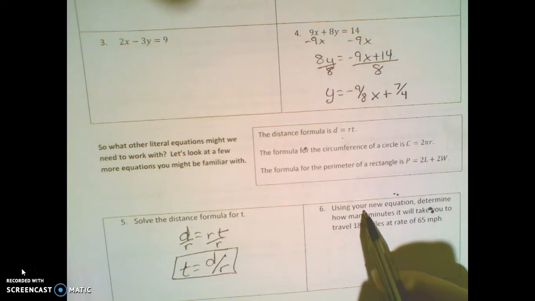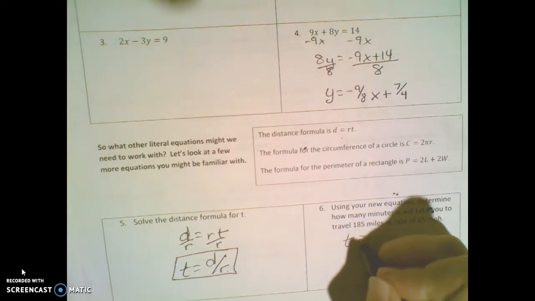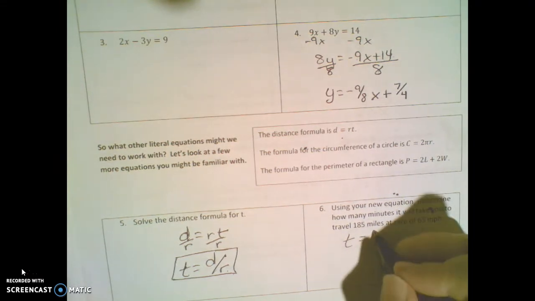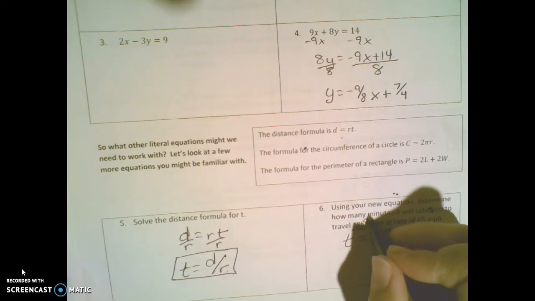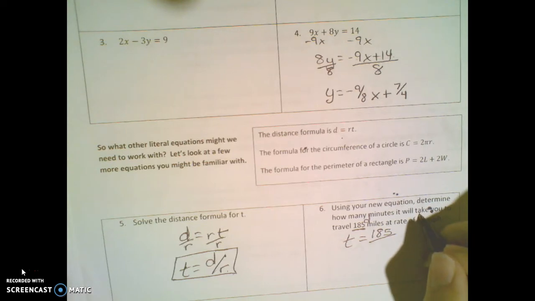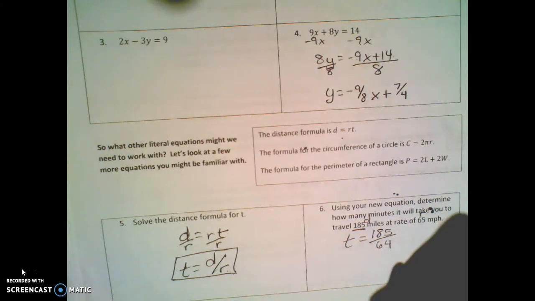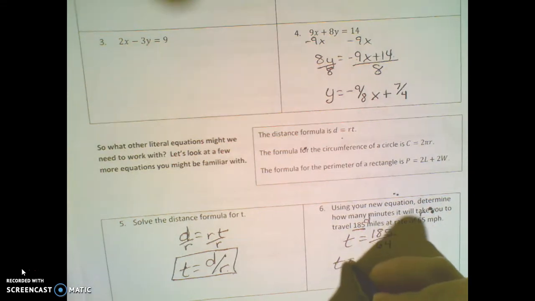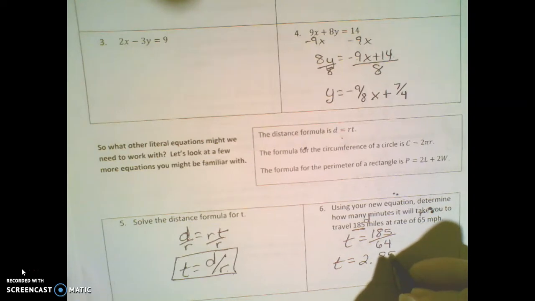Okay, now we're going to use our new equation here to determine how many minutes it will take us to travel 185 miles at a rate of 65 miles per hour. So time equals distance over rate. So I'm subbing 185 in for d, and then I'm subbing 65 in for my r. I earlier used my calculator to figure this out, and I rounded to 2.85.